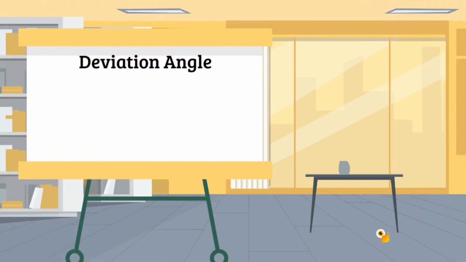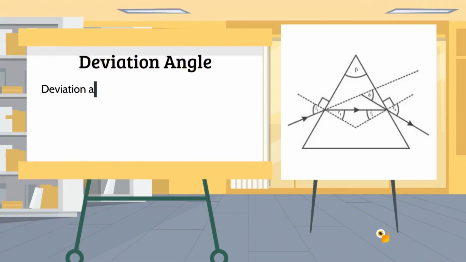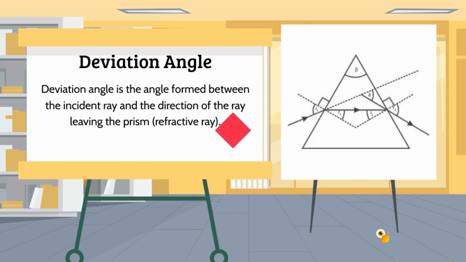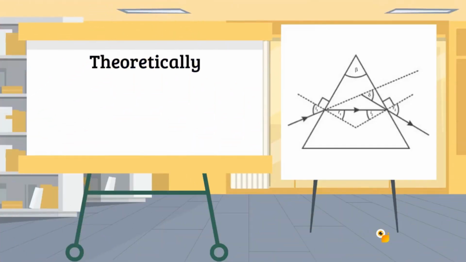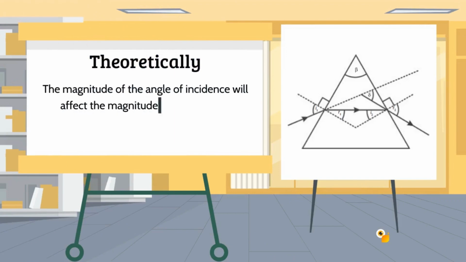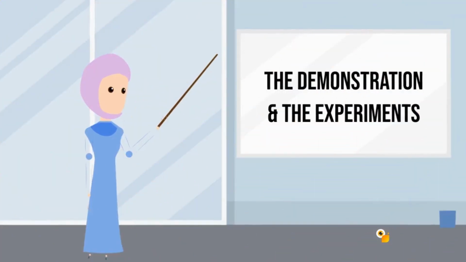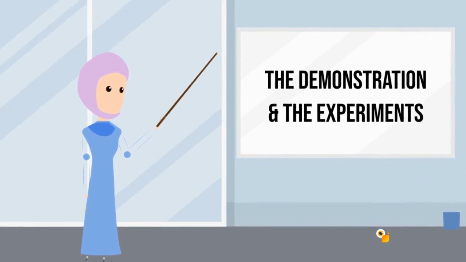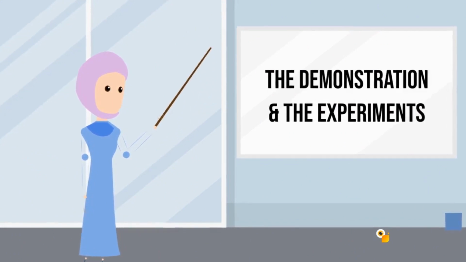Deviation angle. Deviation angle is the angle formed between the incident ray and the direction of the ray leaving the prism, or refractive ray. Theoretically, the magnitude of the angle of incidence will affect the magnitude of the resulting refractive angle. After discussing the theoretical overview, now I will show you the demonstration and the experiments.